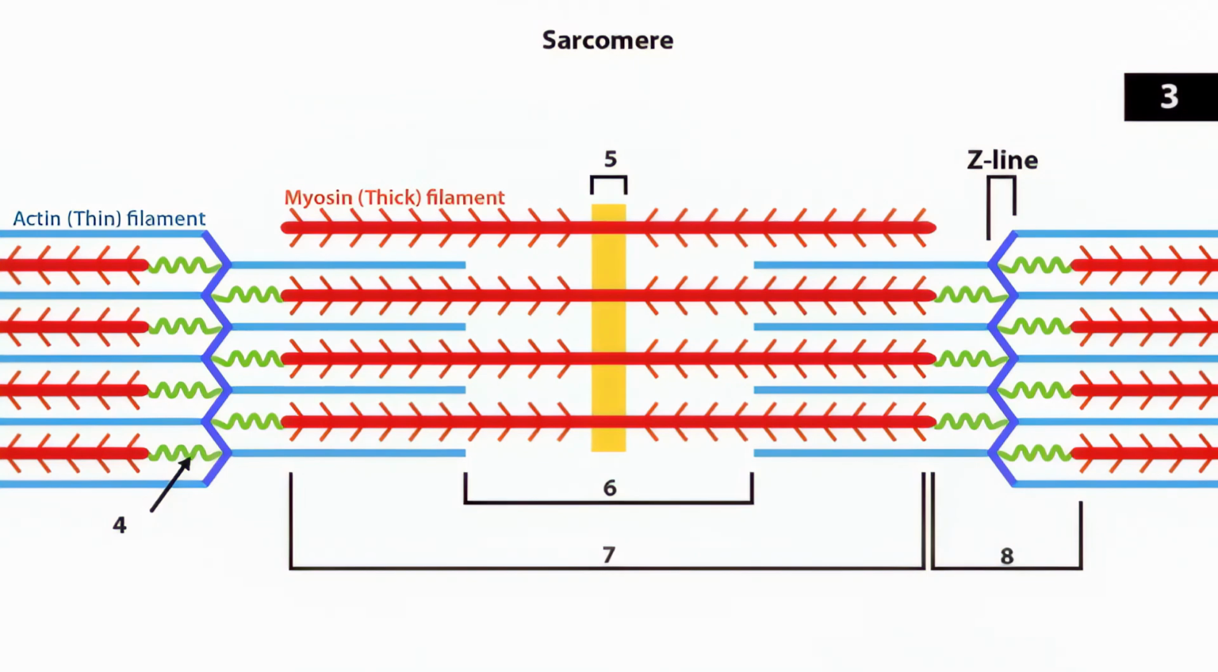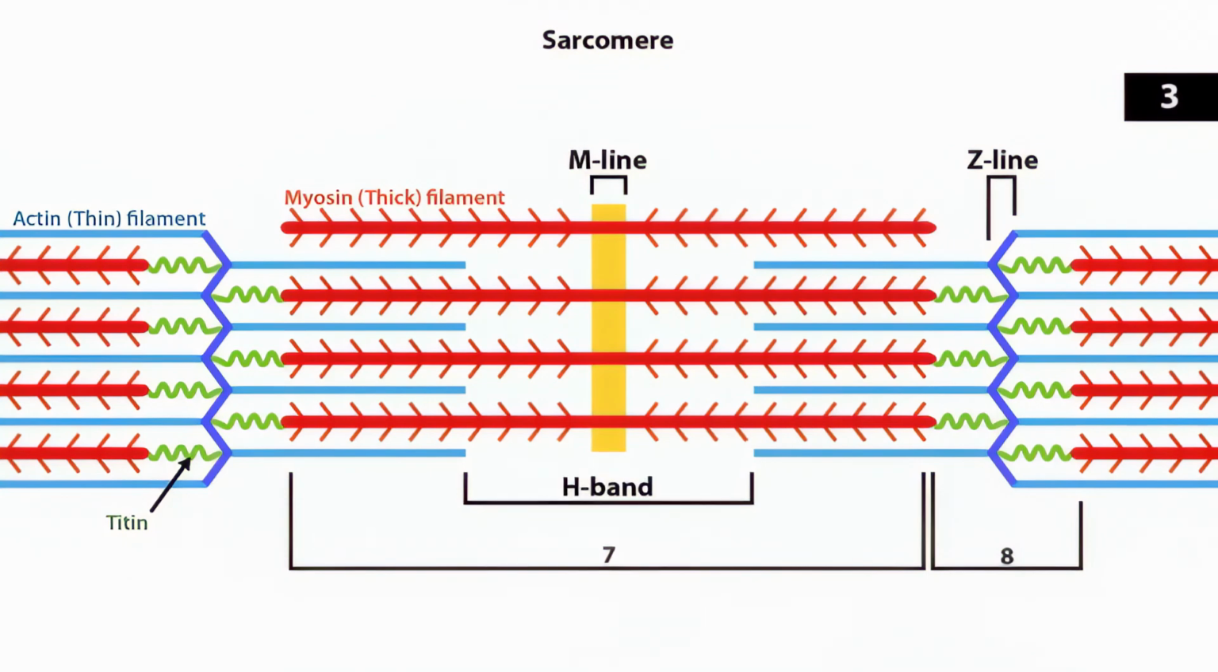The myosin is anchored to the Z-line, and that's going to be by number 4, which is the structure called titin. It's a very large protein. Number 5 is the center of the sarcomere. It is the middle of the sarcomere, so it is often referred to as the M line, M for middle. Number 6 is the area that's just thick filaments, which is the myosin filament. As you can see, there are no actin filaments overlapping here. So this is referred to as the H band.